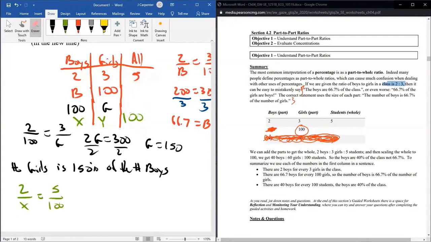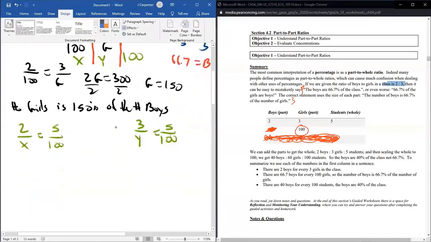If you do it this way, you have 3 over y equals 5 over 100. And remember that there's like 8 or 16 different ways to write out those proportions. I just like writing them in the most obvious way, top over bottom, with left on the left and right on the right. So we get 3 over y equals 5 over 100. I missed one. There we go.